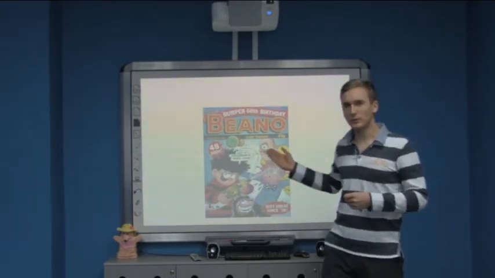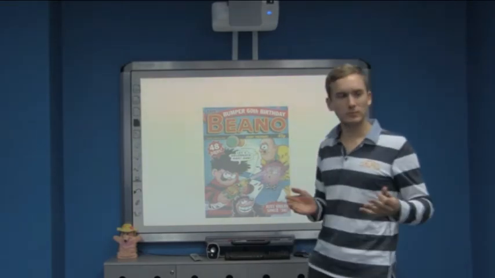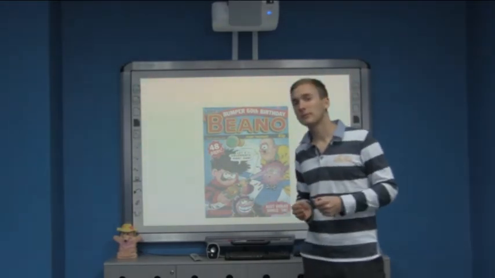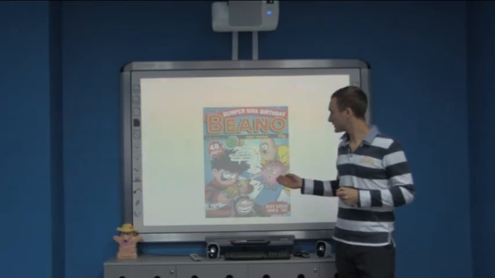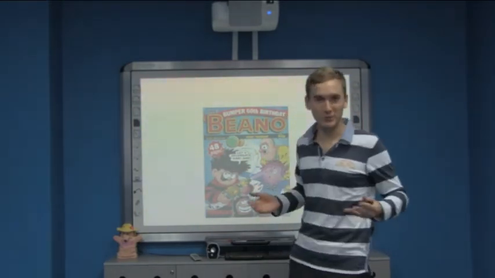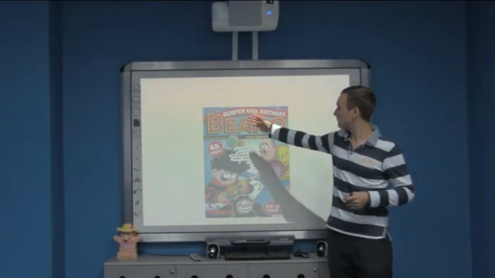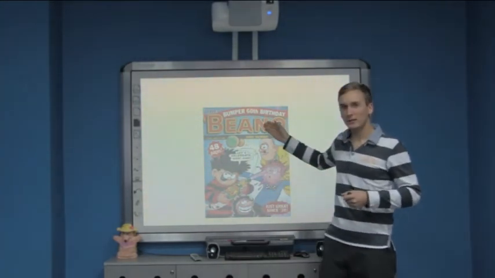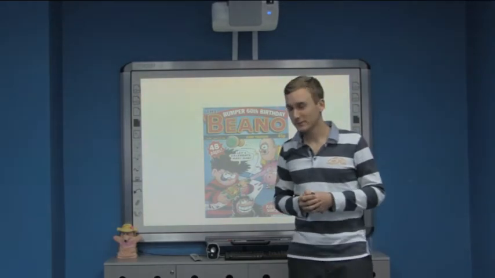What is this? The Beano. A very, very popular what? Popular comic. This is sold in Britain and is something which, when I was a child and when my dad was a child, we would read. As you can see here, it's the bumper 60th birthday, so it's been around for quite a few years.